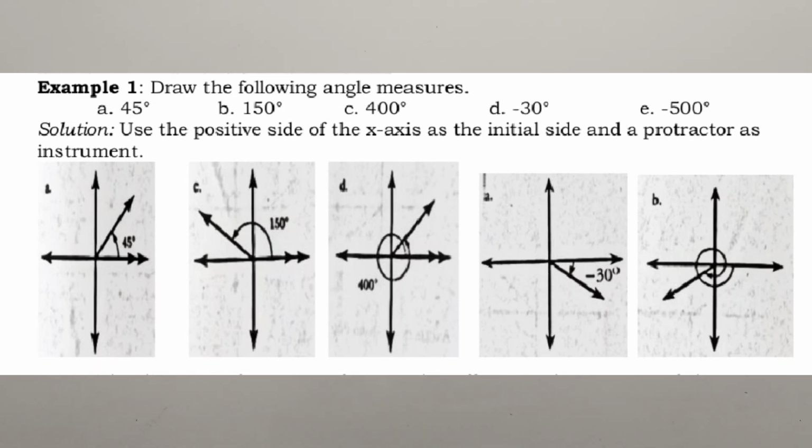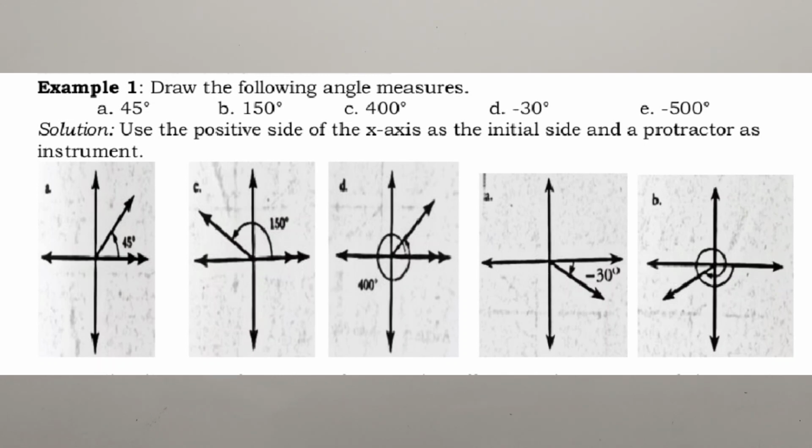For the angle measuring 400 degrees, look at the illustration in letter D. Since 400 degrees is positive, the rotation is still counterclockwise. And since this is more than 360 degrees, our angle goes beyond 360 degrees. Remember that one complete rotation is 360 degrees. We need an additional 40 degrees to have 400 degrees. So get the 40 degrees in quadrant 1, and that is our terminal side of the 400 degrees.